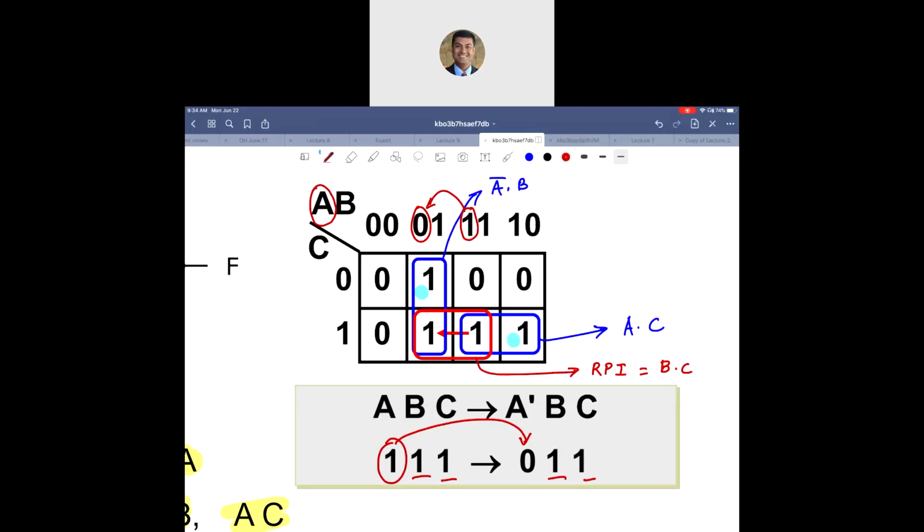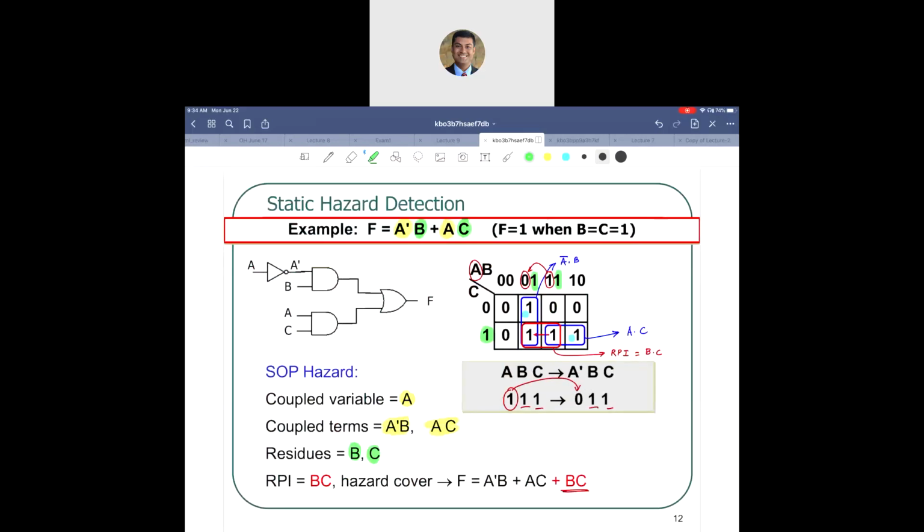You can see this over here. Let me highlight in green. C is 1, B is 1 for both those ones that are in the RPI. So while you have B and C as 1 and A changes from 1 to 0, that's when the hazard is possible, and which we are covering with that red group. So that's the fix. The fix is in red, plus BC.